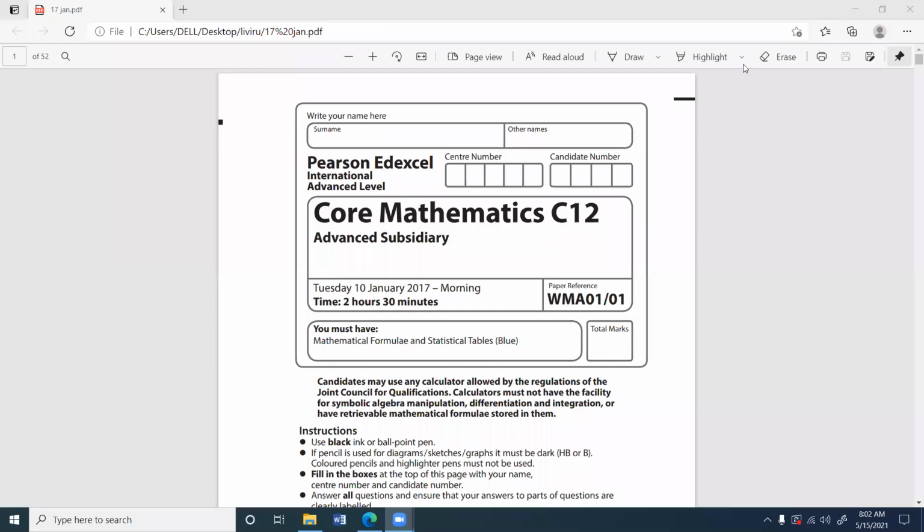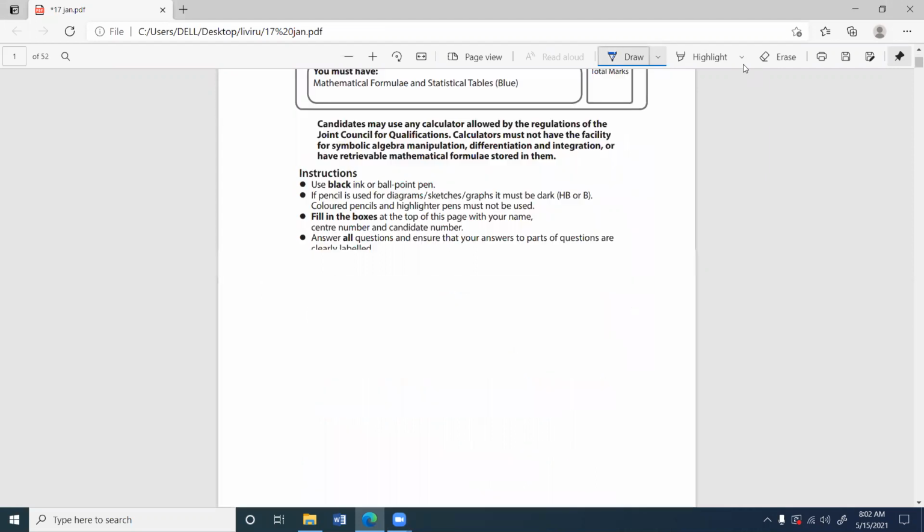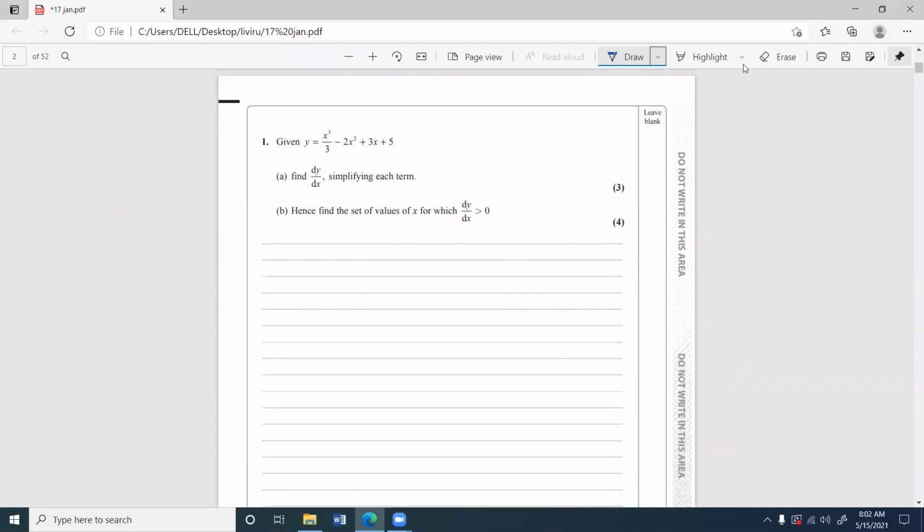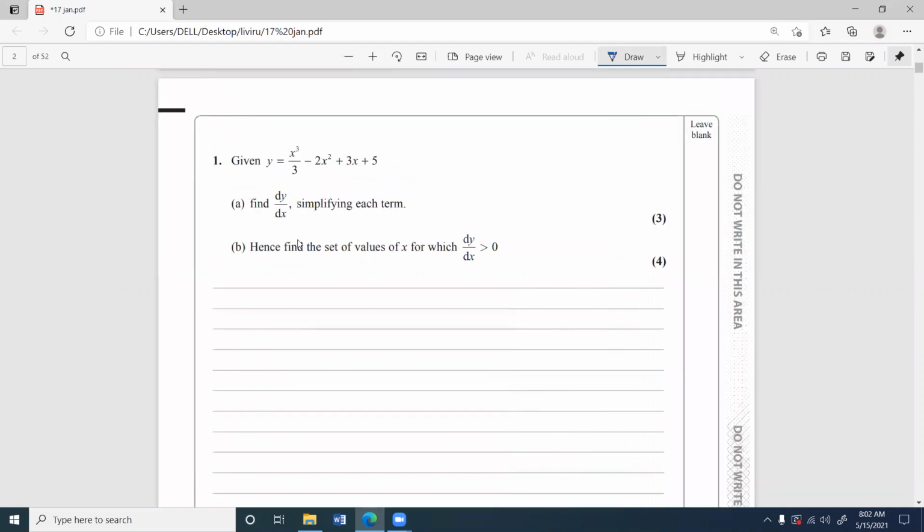Today we'll start with this January 2017 C12 paper. Initially, what you need to understand is it's coming up with the differentiation. So if you start with this question, basically we need to understand that this component is in this format.